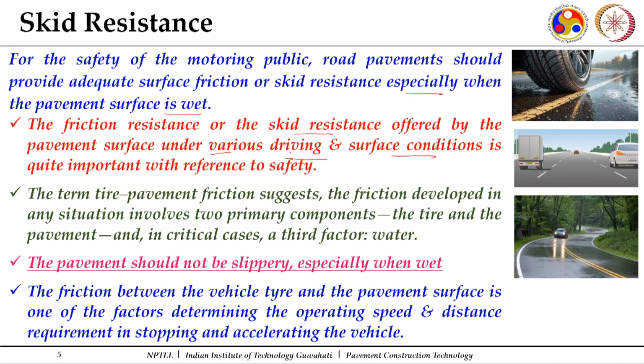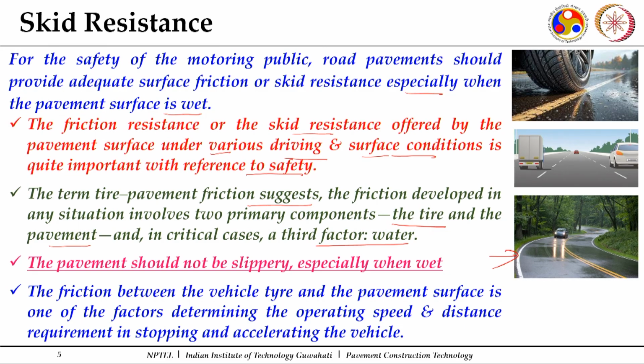Under various driving conditions and surface conditions, there will be the characteristics of the surface, and in addition we have one parameter now which is water, which is quite important with reference to the safety. The term tire pavement friction suggests that friction developed in any situation involves two primary components, as I mentioned. One is the tire and the other is the pavement. Now, this combination makes another critical combination when the third one enters into it, that is the water. When water is present on the surface, this combination becomes more critical.